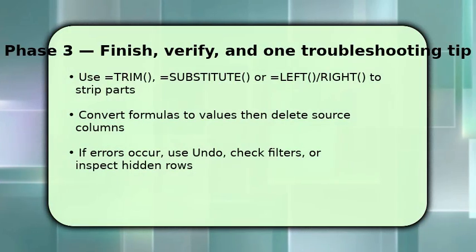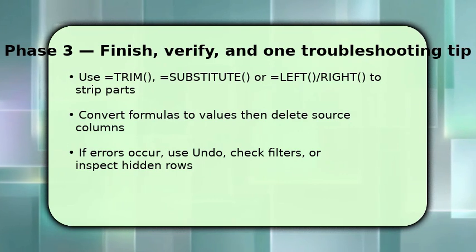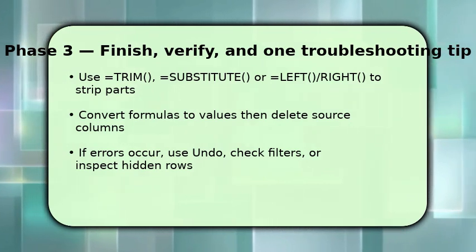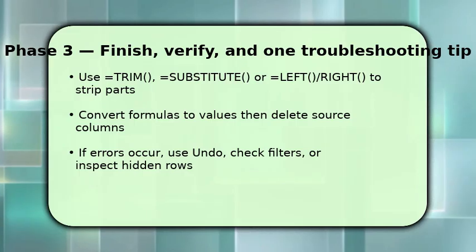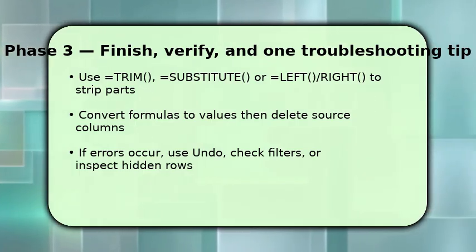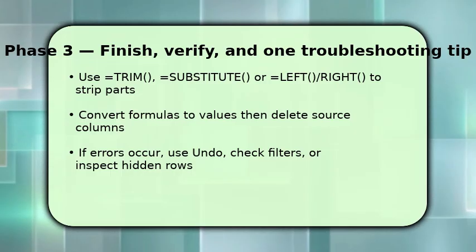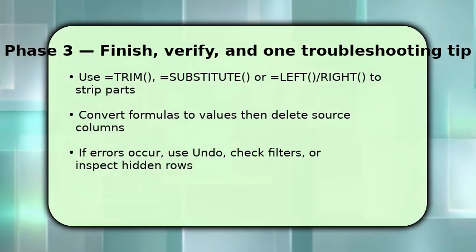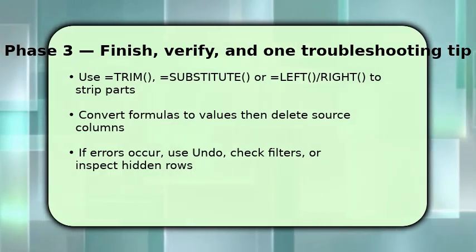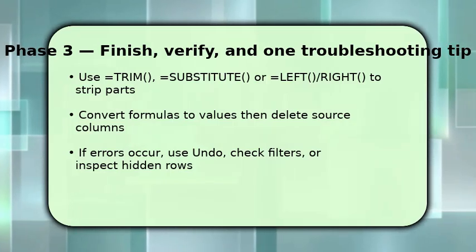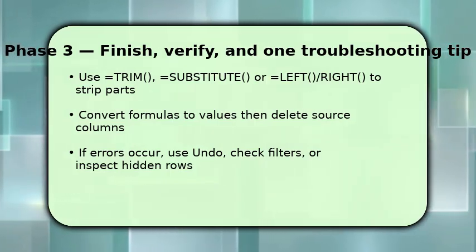To finish, transform or permanently strip text using formulas. You can apply trim to remove extra spaces, substitute to remove specific substrings, or left/right to keep parts. Once results look right, copy the formula column and paste special, right arrow, values to overwrite originals. Then delete the source columns.